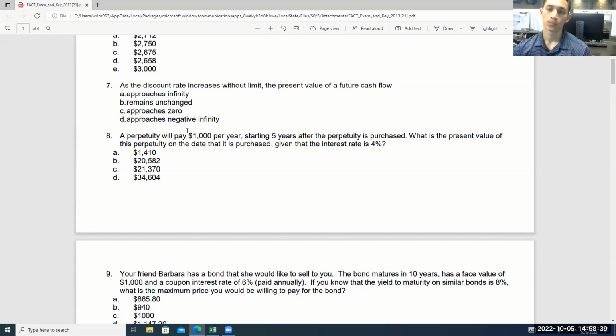Yeah, present value goes down with higher rates. I don't think they'll say if the discount rate decreases without limit, because that could imply it could go negative. They might instead ask what happens if it decreases down to 0. Make sure you're comfortable, because I don't know how many versions of the exam they have. They tend to ask the same types of questions, but they might change the wording a little bit.